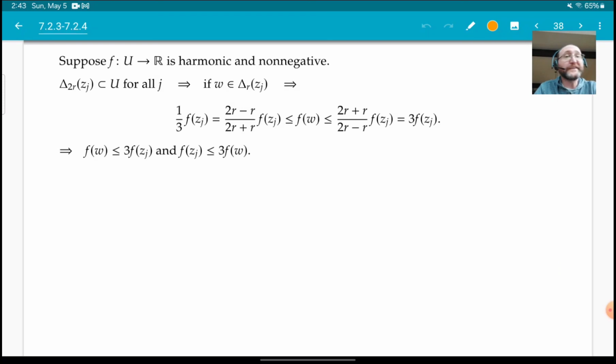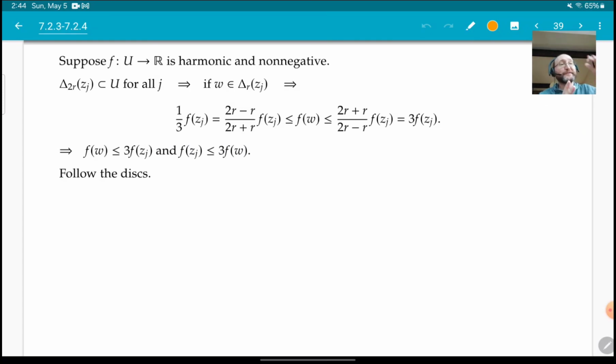All right. So what did we get? We get these two inequalities: f of w is less than or equal to 3 times f of z_j, and f of z_j is less than or equal to 3 times f of w. So we can relate from above or below any point in this disk to z_j, right? The values of f at those two points at most change by a factor of 3.